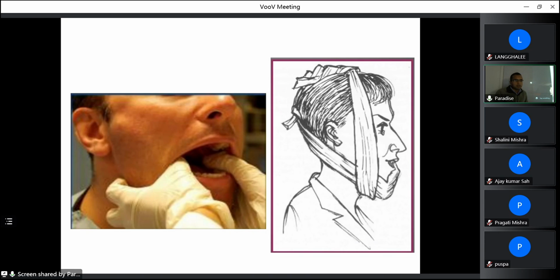Under general anesthesia, you have to intubate, then give the muscle relaxant. Once the muscle relaxant is given, the muscles which have undergone spasm, especially the masseter muscle and medial pterygoid, will get relaxed, and then you can reduce it. Once it is reduced, you have to put a grip bandage for at least 24 hours. Advise the patient not to open their mouth so wide. Otherwise, the chances of redislocation are very high.